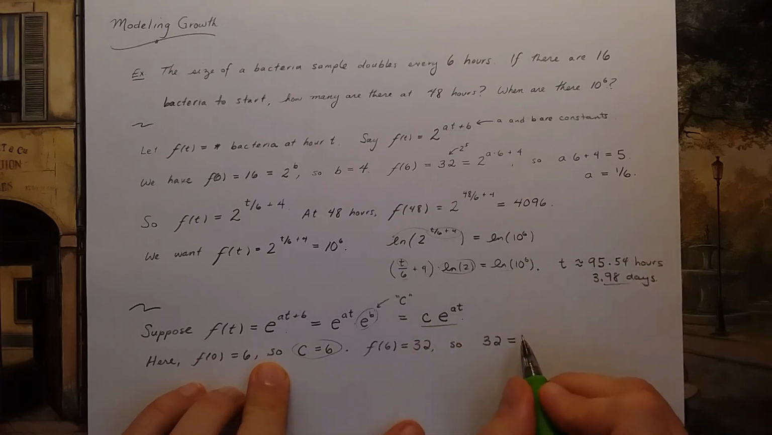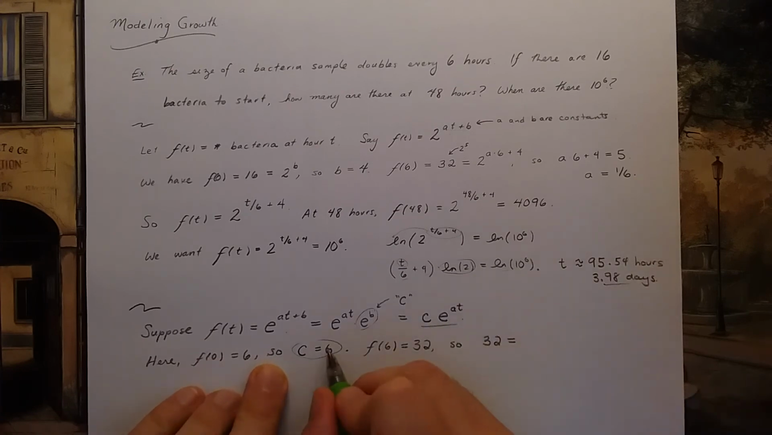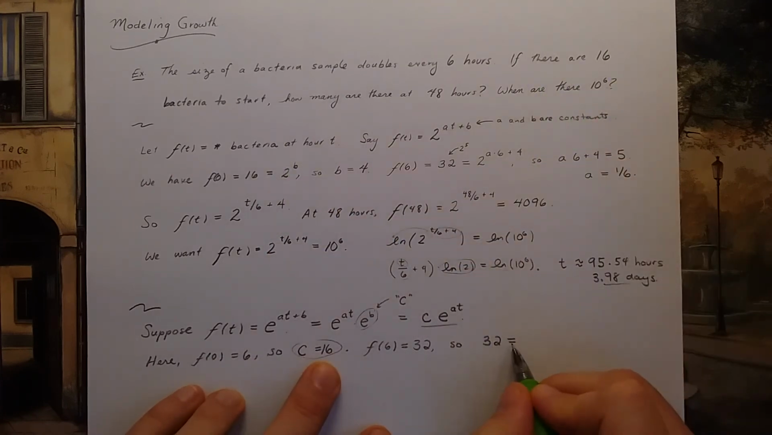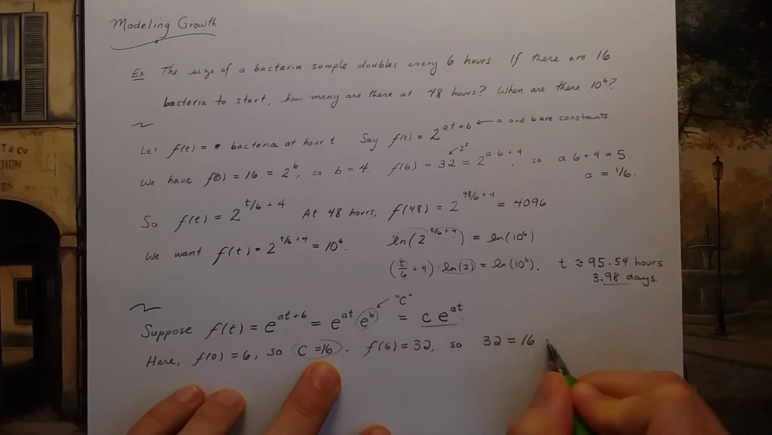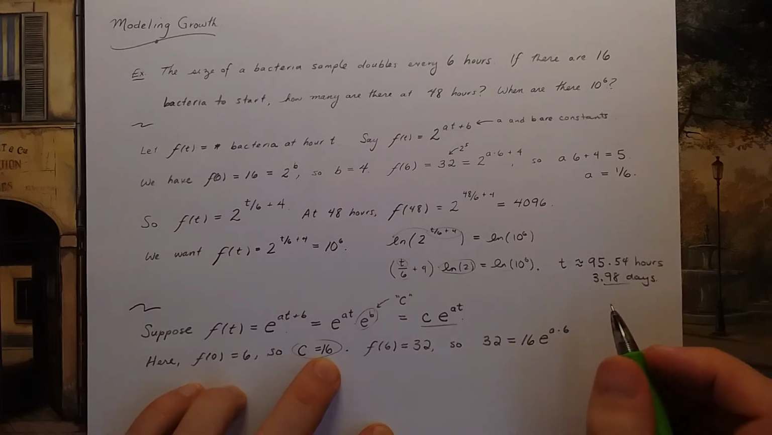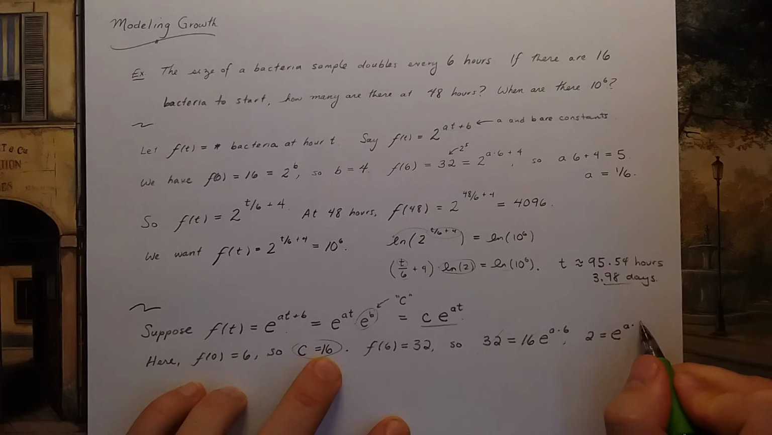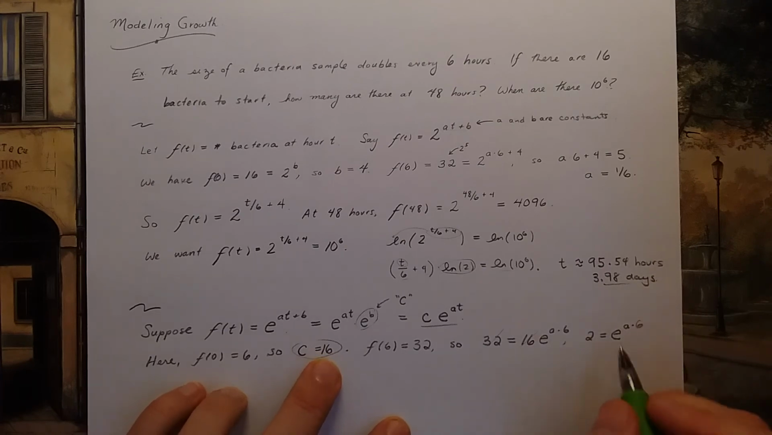Now I know c is, c was 16. It started off with 16 bacteria. So 32 is 16 times e to the a times 6. You can divide both sides by 16. You get 2 is equal to e to the a times 6. If you apply the natural log to both sides, you get natural log 2 is a times 6. So a is natural log 2 over 6.